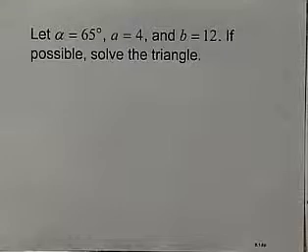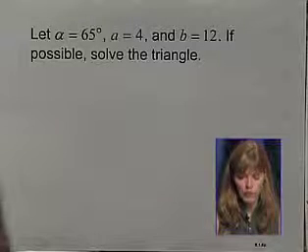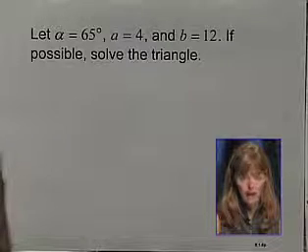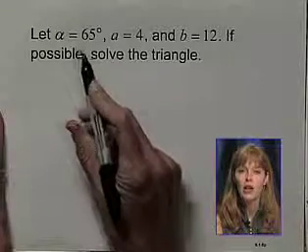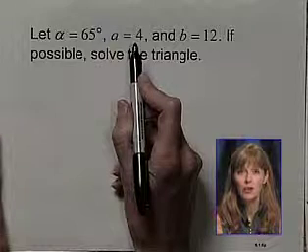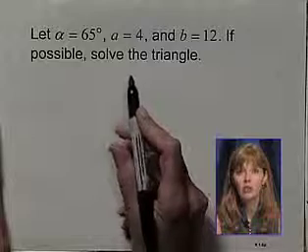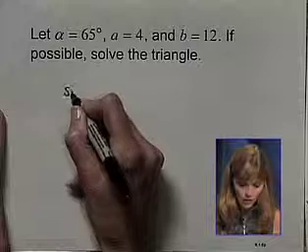Now let's consider problems where we're only going to be given one angle. Here's our first example. Let's let alpha equal 65 degrees, A equal 4, and B equal 12. If possible, solve the triangle. Now notice again, we don't know that this is a right triangle, and so therefore we're going to note that we have an angle and a side opposite that angle given to us, and that leads us then to the law of sines. In this case, notice that what we're going to be looking for to begin with will be an angle beta. And so for that reason, I'm going to set up the law of sines as follows.